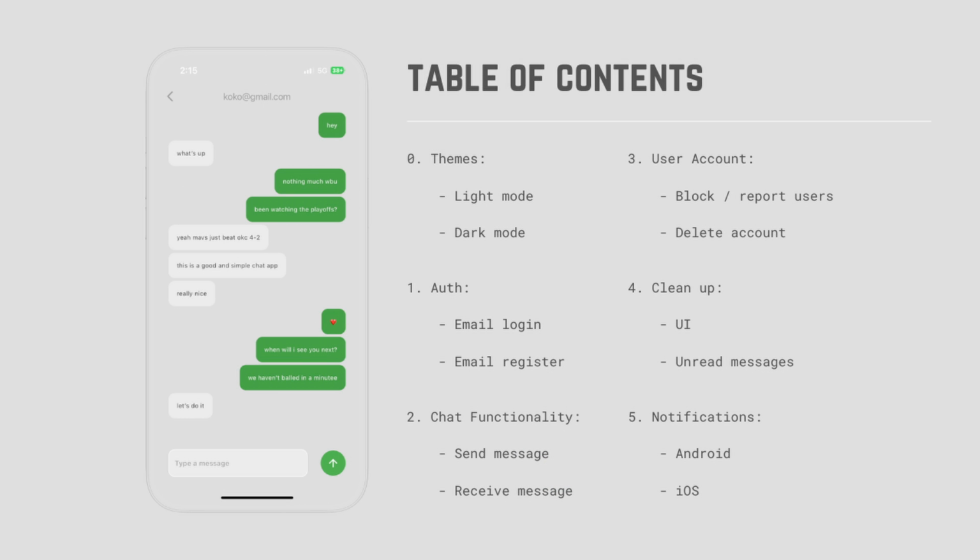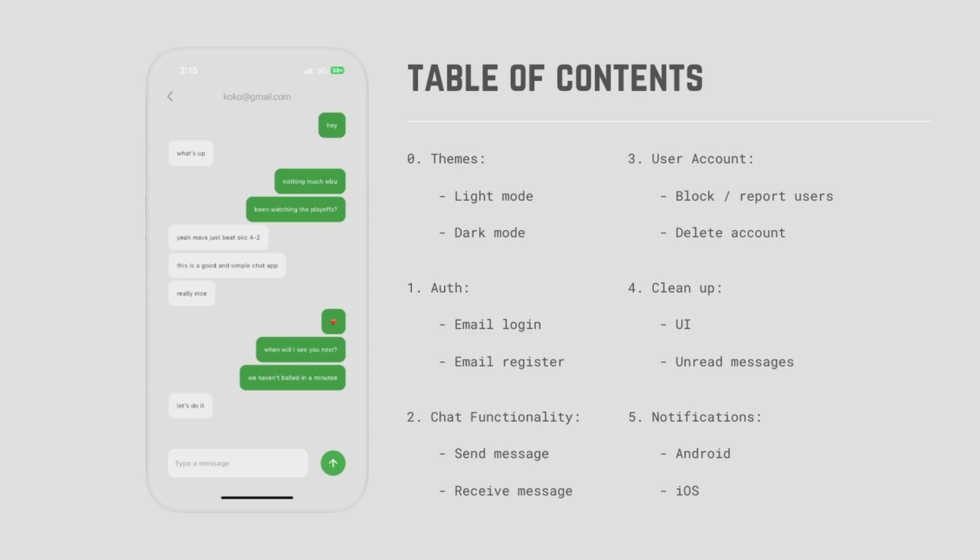Now just before we code, let's have a look at the table of contents to see the overview of what we're about to do. So just at the beginning, we'll set the themes. So I'll show you how to do the light mode and dark mode. And then we'll start off with the authentication, so the login and register. And then the core part of this is the chatting functionality, so sending and receiving messages.